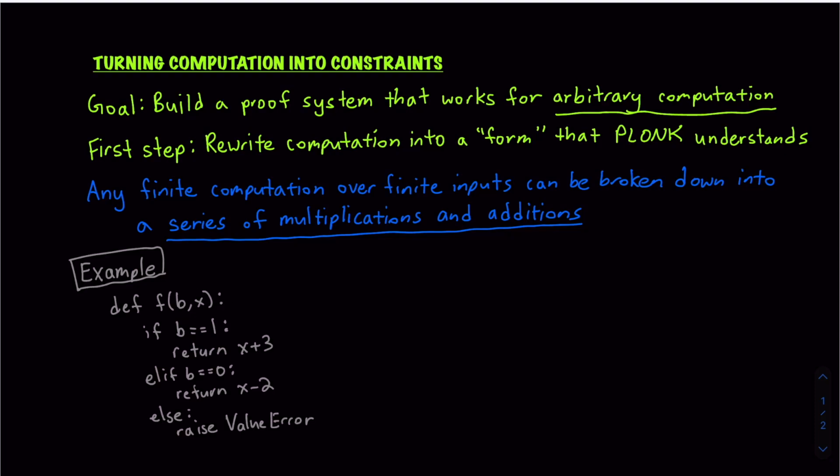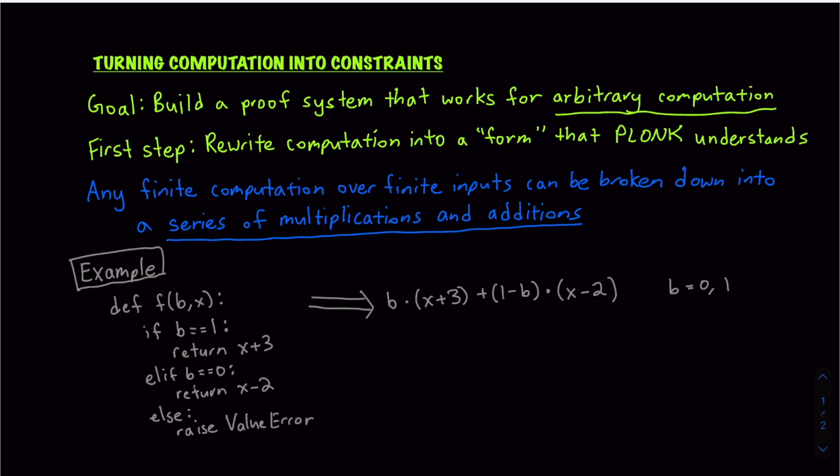So how do we turn this into algebra? We can actually rewrite it using just additions and multiplications like this. b times (x plus 3) plus (1 minus b) times (x minus 2). This only works if b is either 0 or 1. If b is 1, the first term survives and the second term disappears, leaving us with x plus 3. If b equals 0, the first term disappears and the second term survives, leaving us with x minus 2. Cool. We've taken a branching if-else computer program and turned it into pure arithmetic.